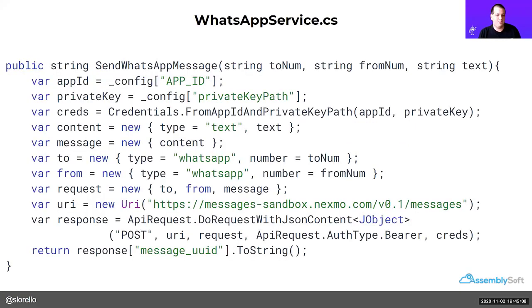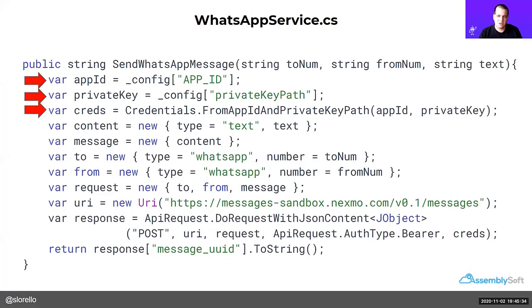And so now that we have the configuration injected into our service, we can pretty easily send WhatsApp messages. And this is really all the code that you need to do it. The Messages API allows you to send messages, like I said, over WhatsApp, Viber, SMS, Facebook Messenger, MMS. So you just need to really specify the type of message that you want to create, and then provide the text of the message and send that out as content.